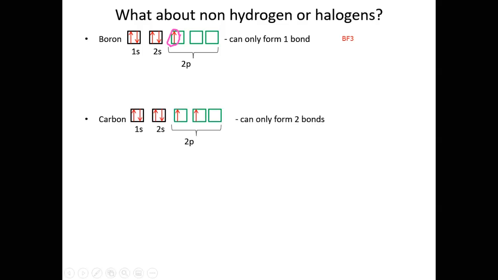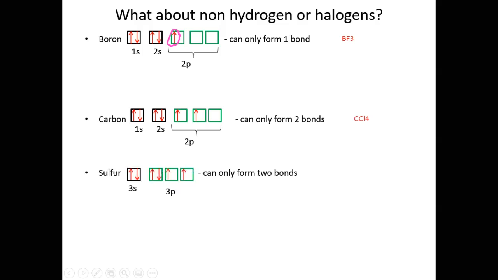We go to carbon. It has only 2 unpaired electrons, so according to this valence bond model, it can only form 2 bonds. But this is not right because we know carbon likes to form up to 4 bonds. For example, in CCl4, carbon has 4 bonds. So obviously it doesn't work for carbon.